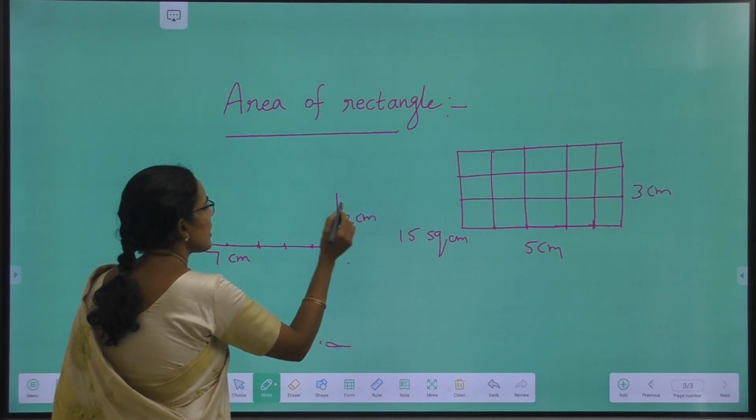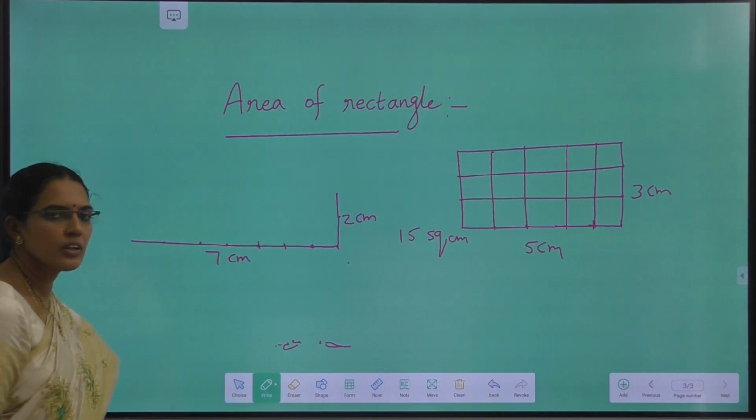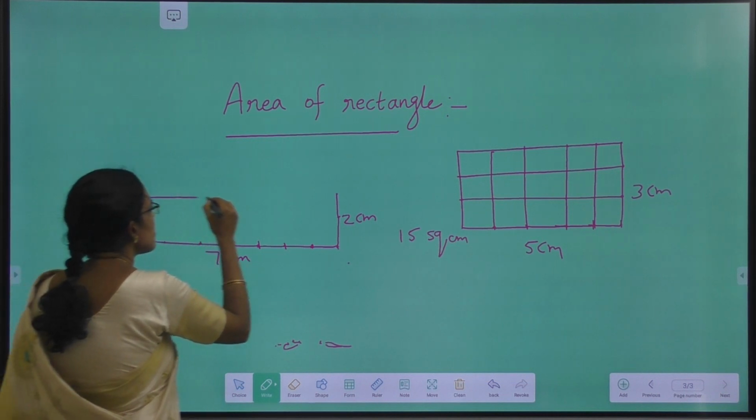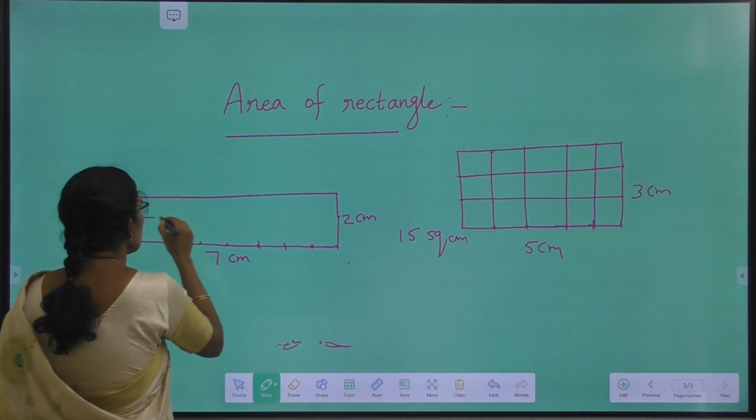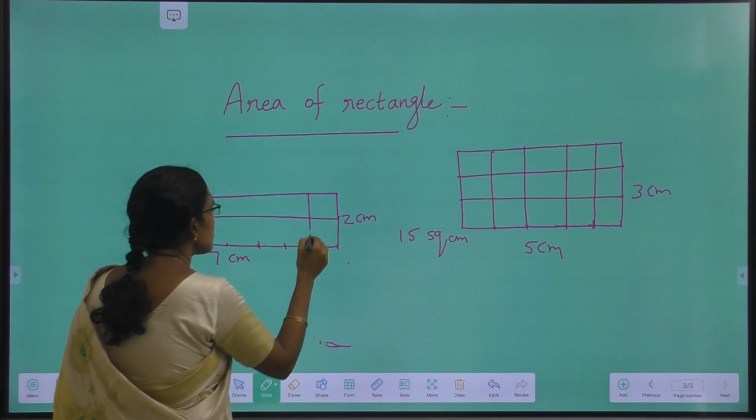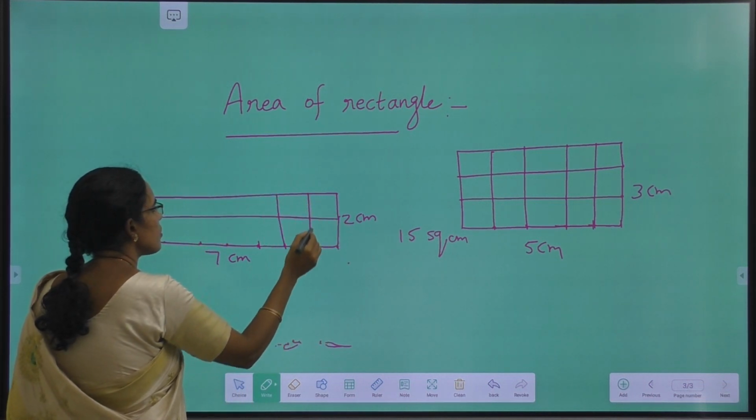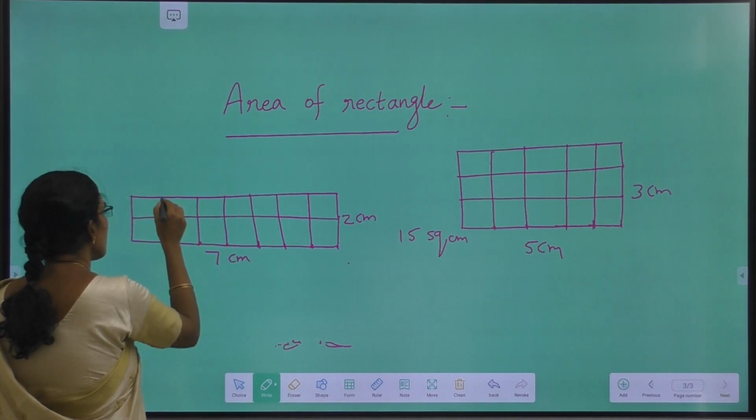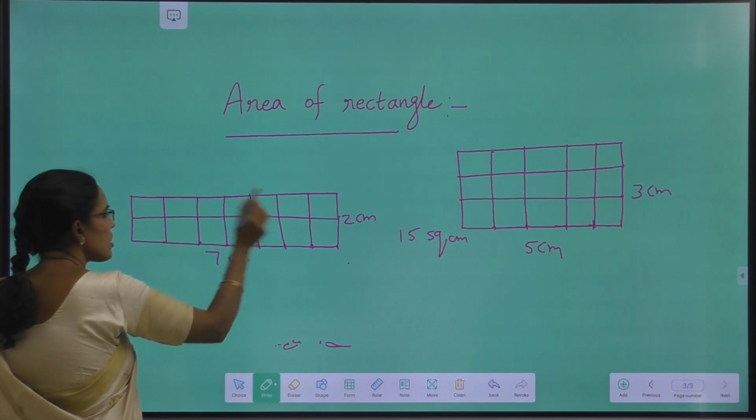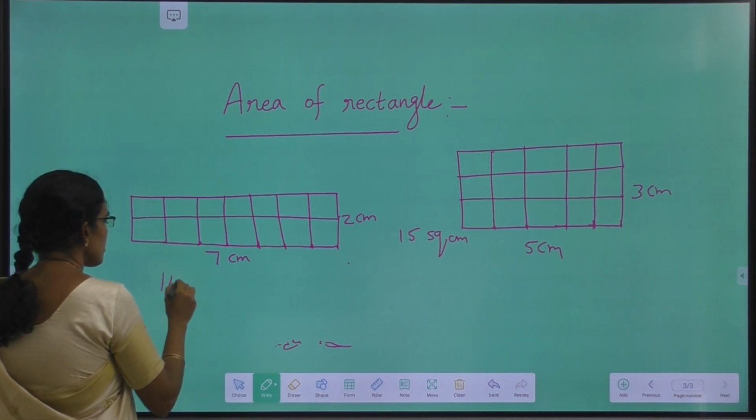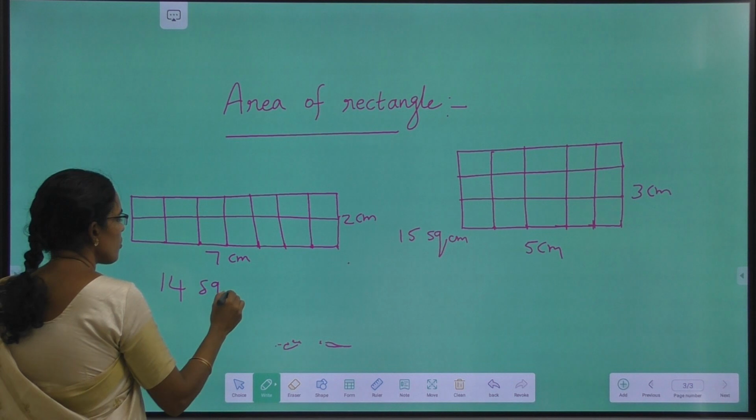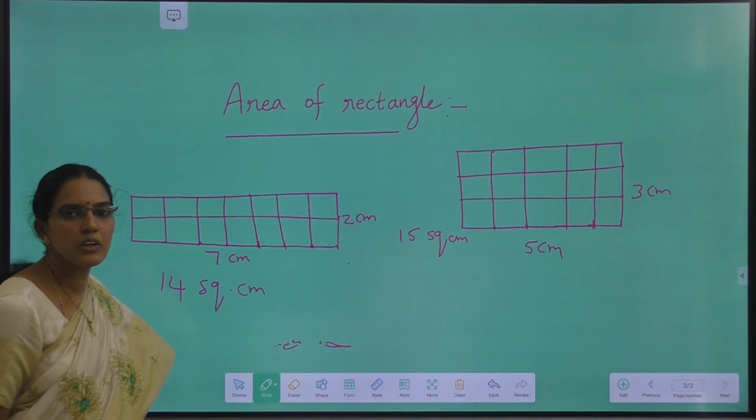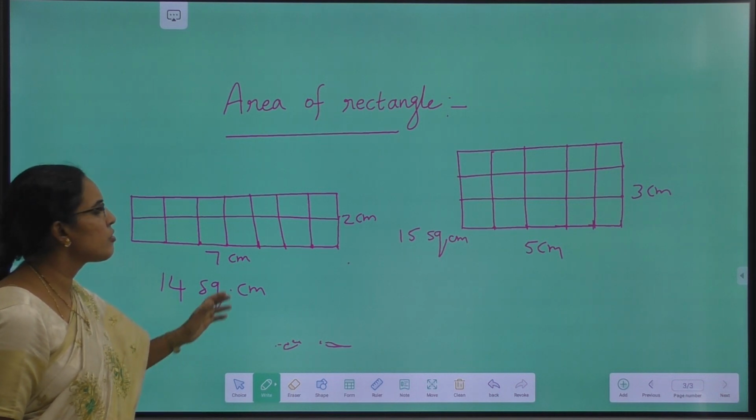If you draw this rectangle on a graph sheet, then observe how many squares it is occupying. Then you came to know that this rectangle is occupying here 14. 1, 2, 3, 4, 5, 6, 7, 8, 9, 10, 11, 12, 13, 14. 14 squares it is occupying. Therefore we say that area of this rectangle is 14 square centimeters. Area is always measured in square units. That is what we infer from this.